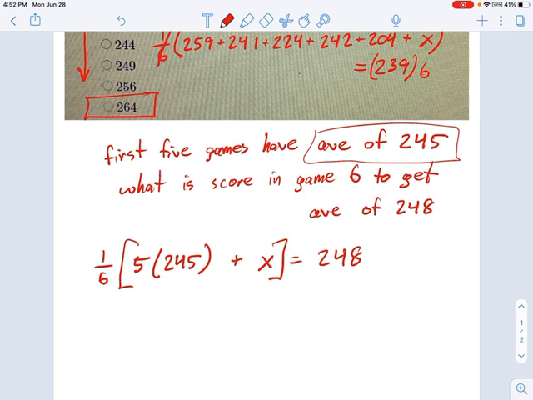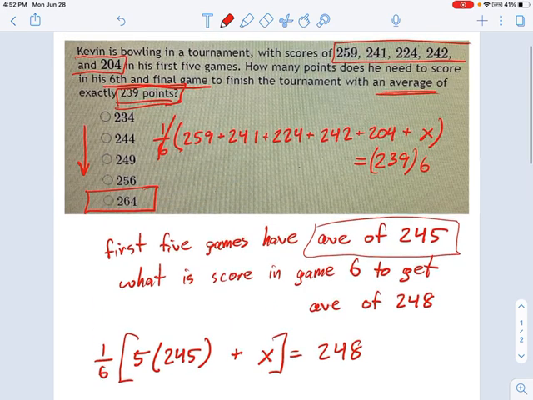So play around with averages a little bit. This is a good way to get practice at it. Yeah, good luck.